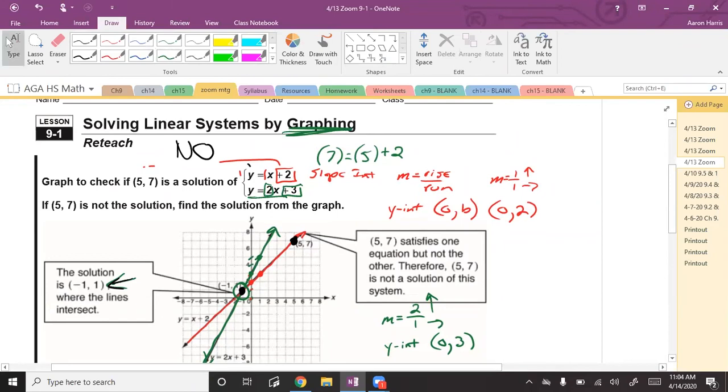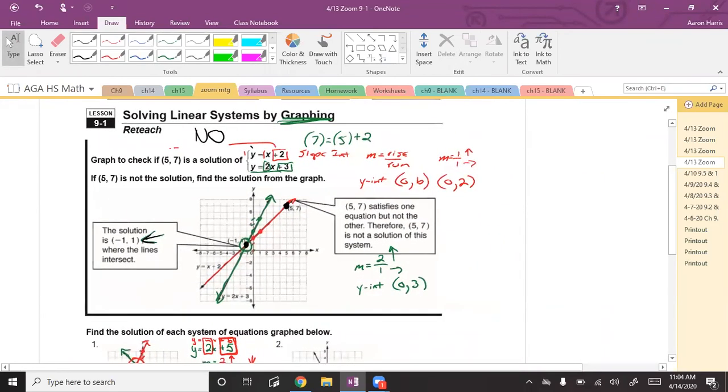So you needed to be able to take two equations. They were in slope-intercept form. We were able to get the slope out, the y-intercept out. We graphed the y-intercept, (0, 3). So (0, 3) was right there. Then we found another point by using the slope, 2 over 1. So I went up 2 and to the right 1. And then we drew this green line.